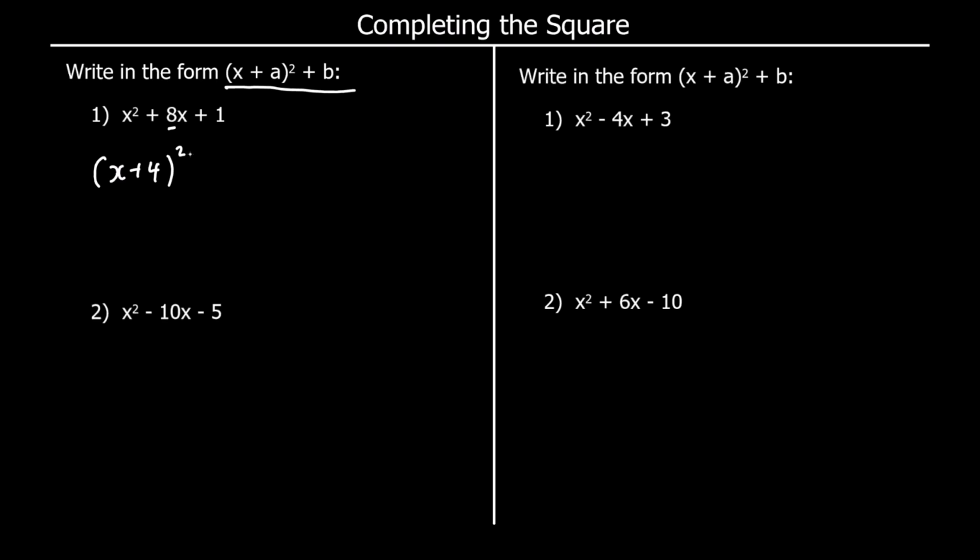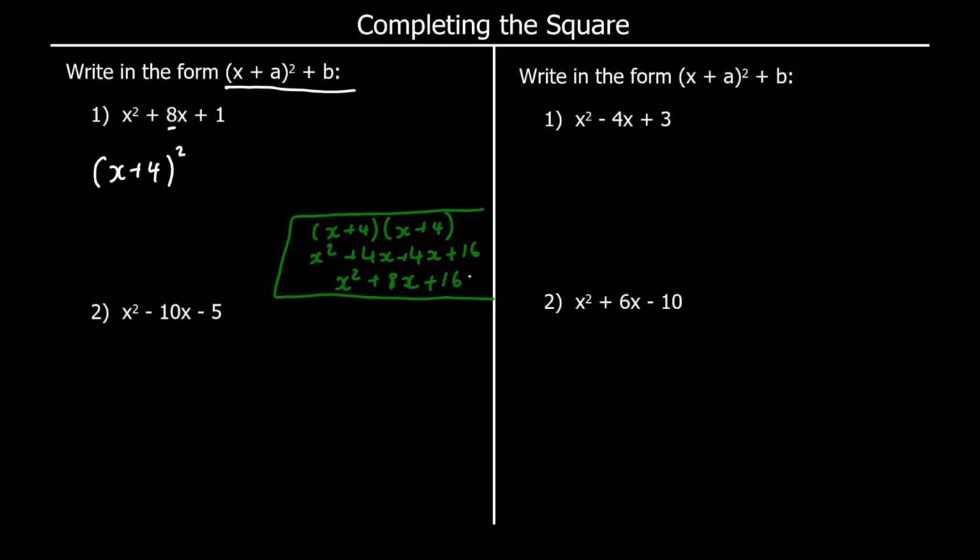If I expanded x plus 4 squared, I'll do that down here. If I had x plus 4 times x plus 4, I'd get x squared plus 4x plus 4x plus 16, which is x squared plus 8x plus 16. So that's why I halved it. That's how I get x squared and 8x. I want that part. I've got x squared plus 8x in the question. I don't want this plus 16. So I'm going to take it away.